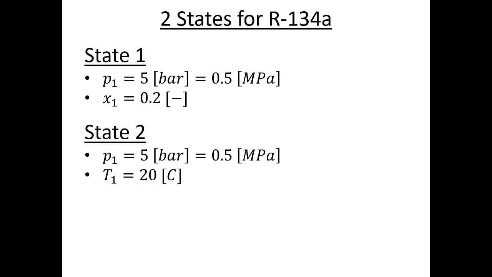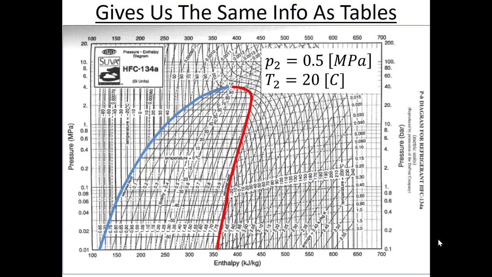So we found state 1. Now let's find state 2. Here we have a pressure of 5 bar and a temperature of 20 degrees. At state 2, I know the pressure is still 0.5 megapascals, so I draw the same horizontal line that I drew for state 1. Now for state 2, I know the temperature is 20 degrees.